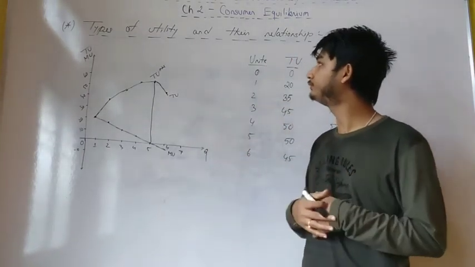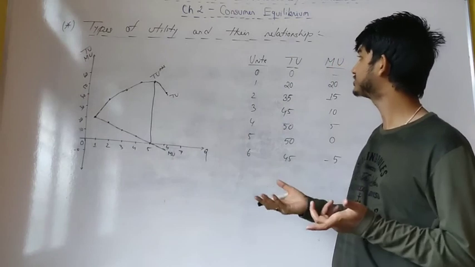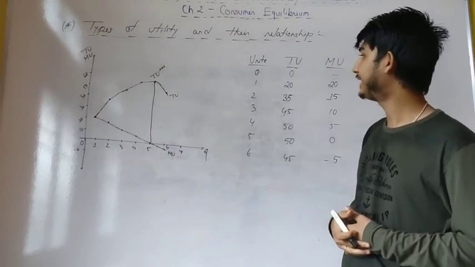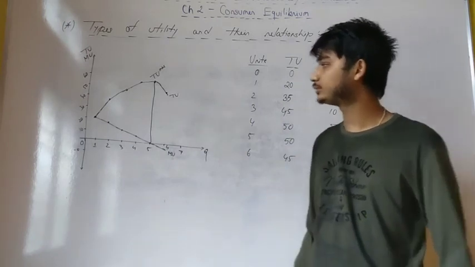So this is it, my dear students. These are the mathematical relationships between the two types of utility, as well as their diagrammatic and tabular relationships.